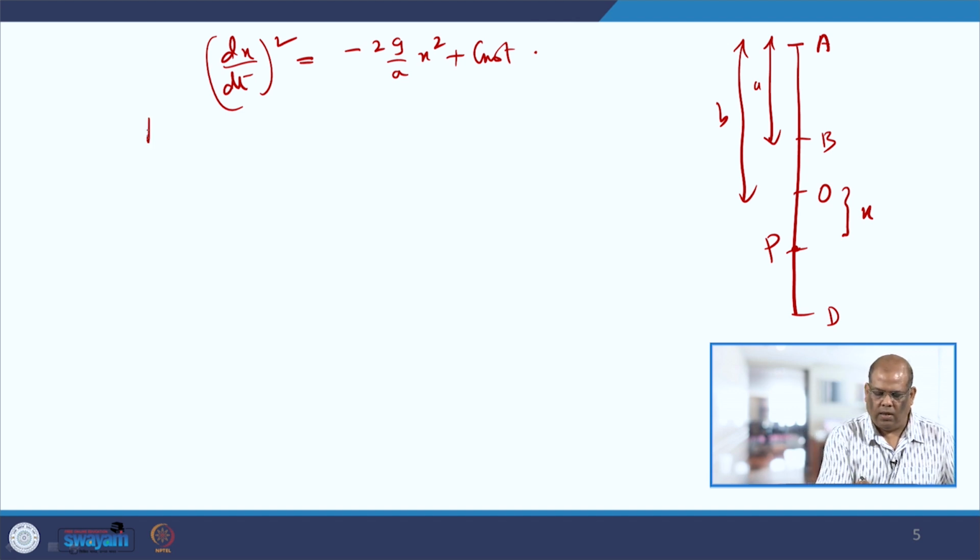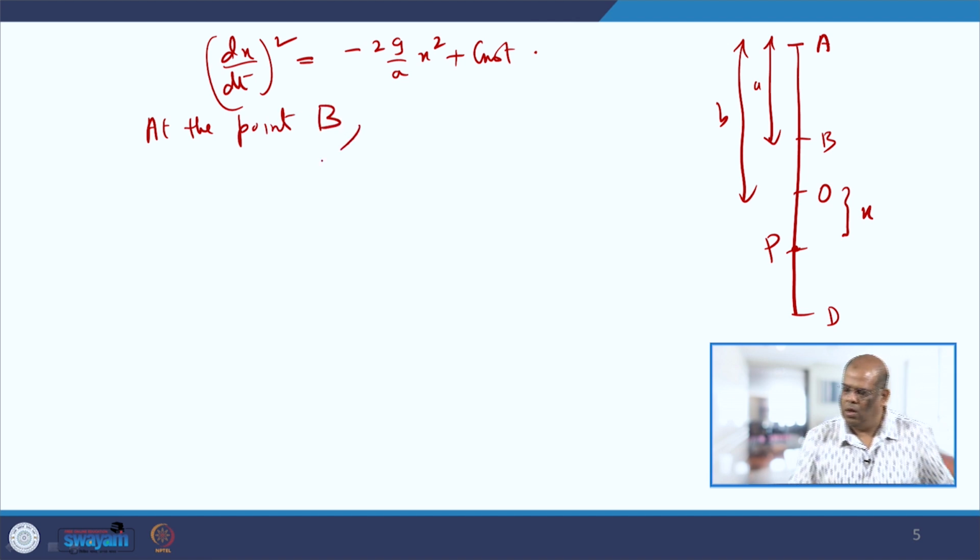So, at the point B, let us see what information you know. You have dropped it from this point A and it has reached the point B. So, what is the velocity of this mass at the point B?